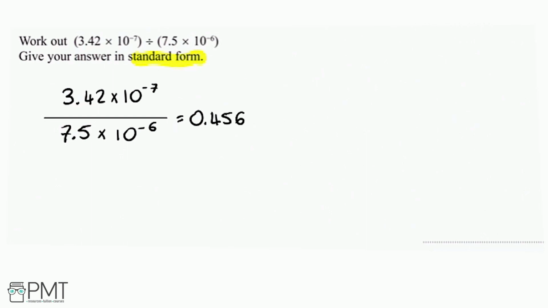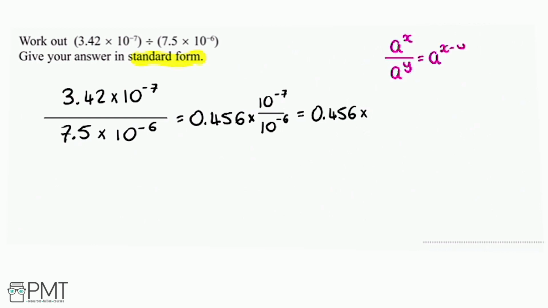0.456. But we still haven't dealt with this part yet. So we're still multiplying that by 10 to the power minus 7 divided by 10 to the power minus 6. Now, if we think back to some indice laws, that's a good way to remember how to do this. If we have a to the power of x divided by a to the power of y, that equals a to the power of x minus y. So for this to work, it needs to have the same base in all of these. Well, that's great because here we've got the same base. And then for the powers, we're going to have minus 7.